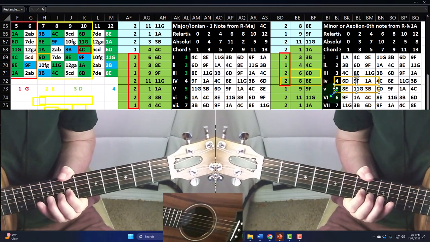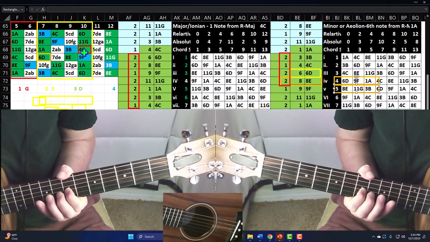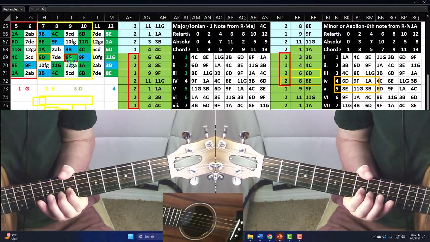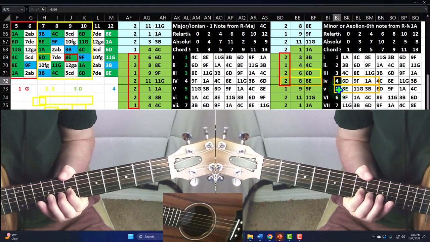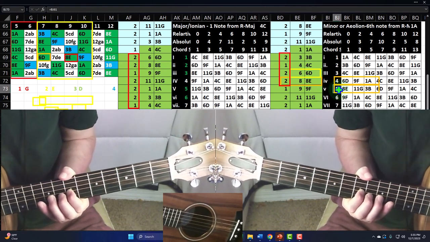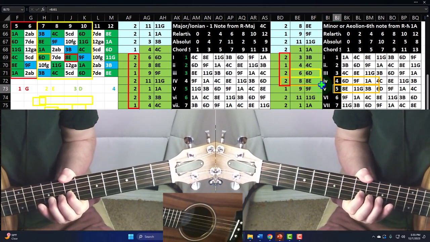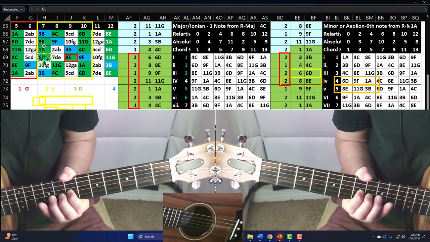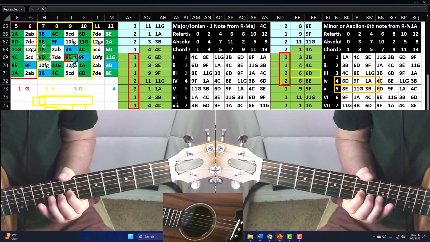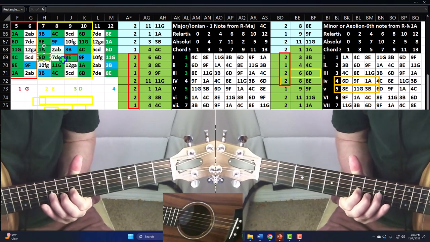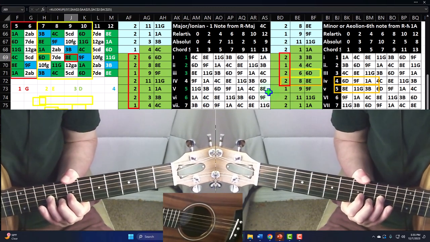Okay, then let's go from relative position 4 to relative position 5. We're going to go from note number 6, which is a D, up a whole step. 6 plus 2 is 8. So 6, 7, 8. And note number 8 is an E. And so let's do it again.